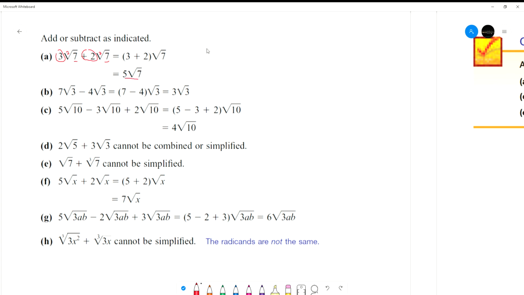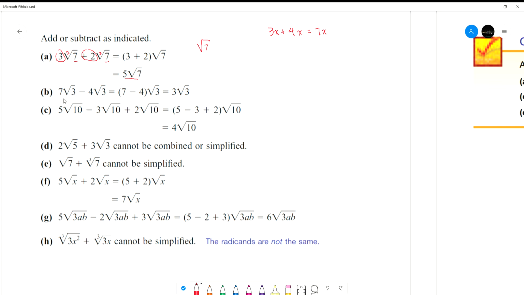Notice the radical 7 does not change. It's still a square root of 7. It's not root 7 times root 7, none of that, right? Just like when we combined like terms for these kinds of expressions, like 3x plus 4x is just 7x. There are 7 x's, so that's all this means.